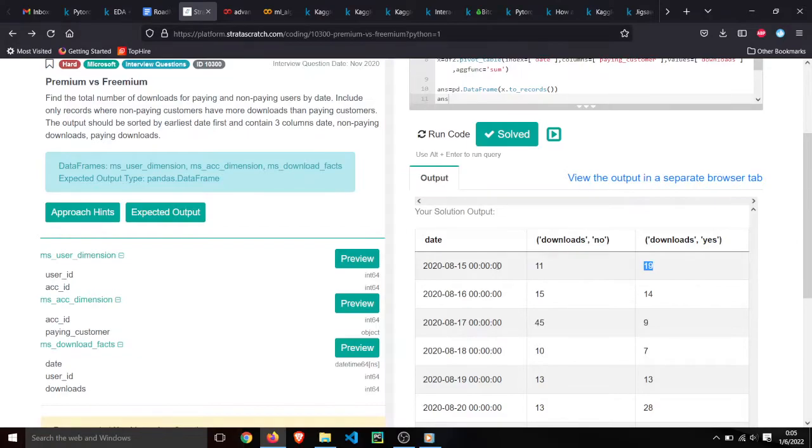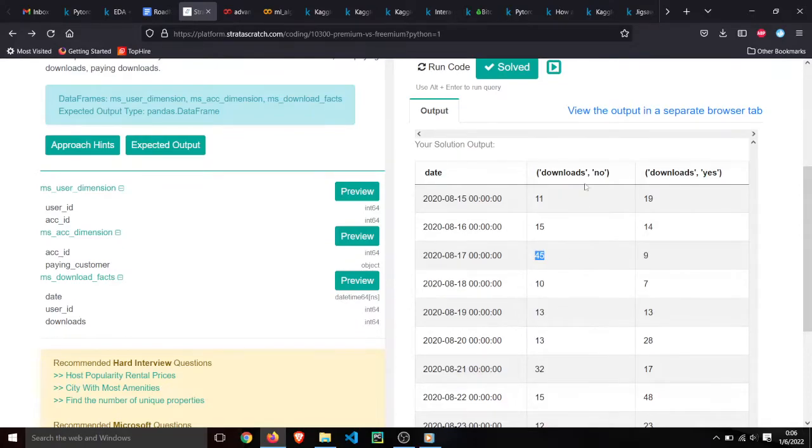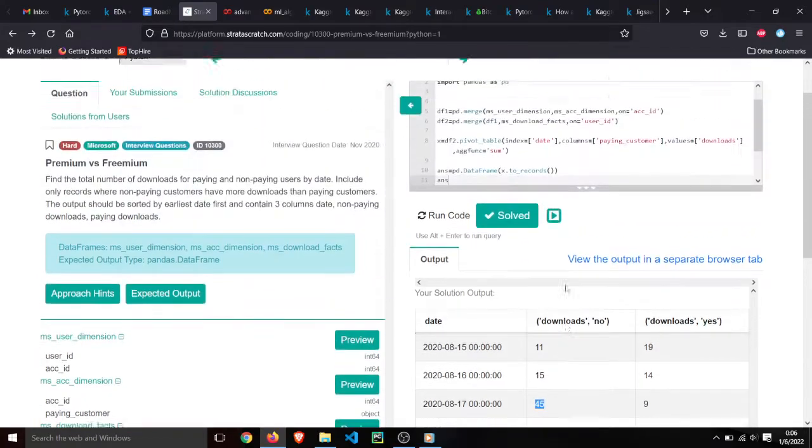All we need to do is make a couple of rearrangements. The first rearrangement is that we need to rename these columns. The second rearrangement is that we need to filter only the rows where the non-paying downloads are greater than the paying downloads. Let's suppose this row, right? We need to keep this row, and also this one, because 45 is greater than 9, 15 is greater than 14, 10 is greater than 7, and 32 is greater than 17, because the non-paying downloads are greater than the paying downloads. That's why we're keeping them in our output.